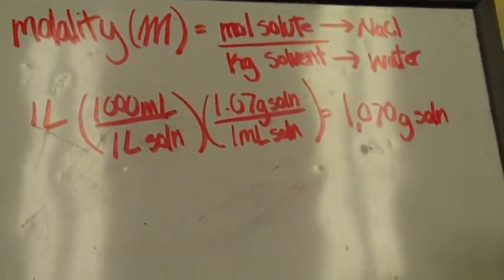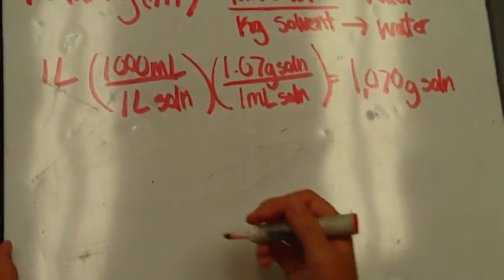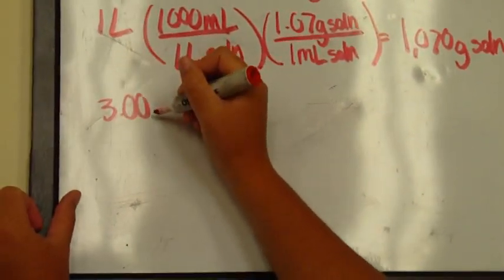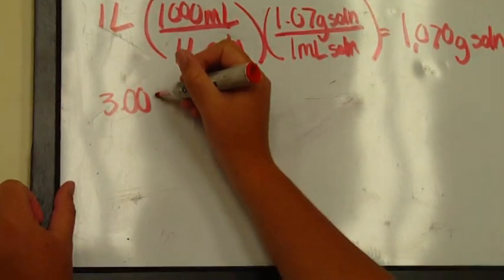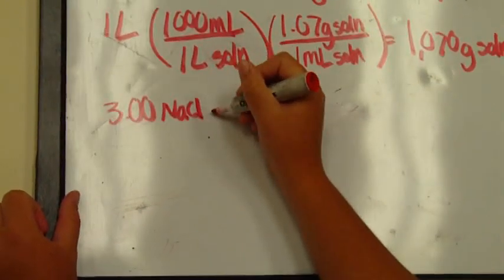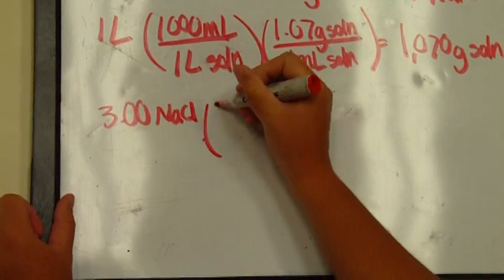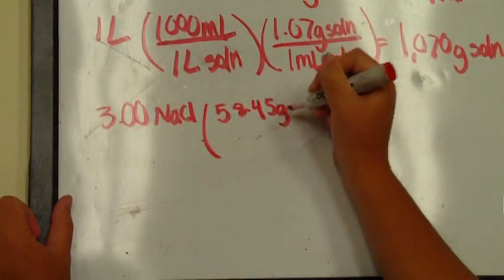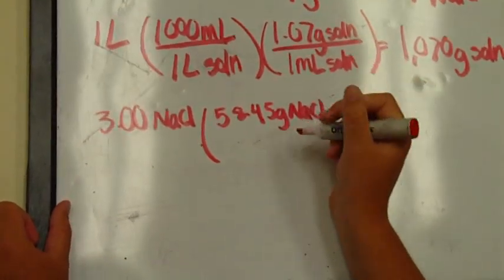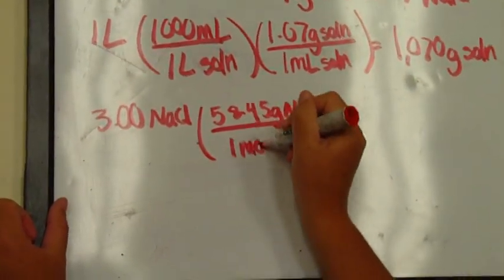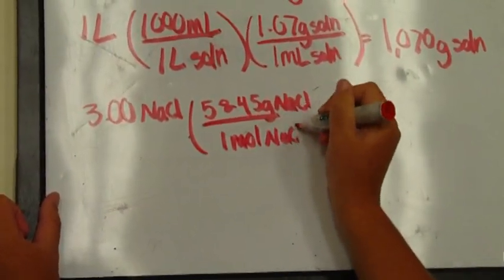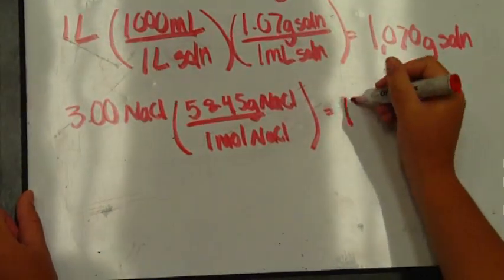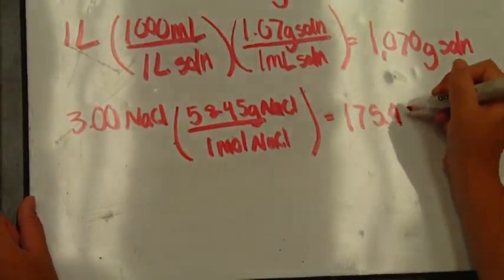And then we want to know, how many grams of NaCl are we working with? We know we have 3 moles NaCl, and we know the molar mass is 58.45 grams NaCl per 1 mole NaCl. When we do that multiplication, we get 175.4 grams NaCl.